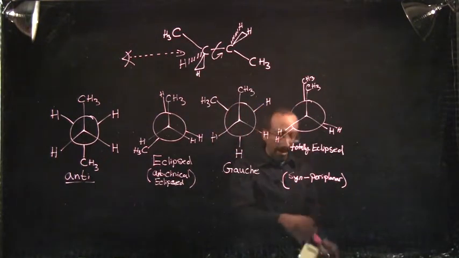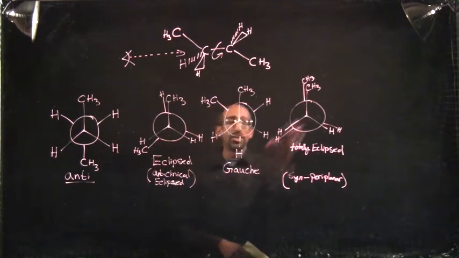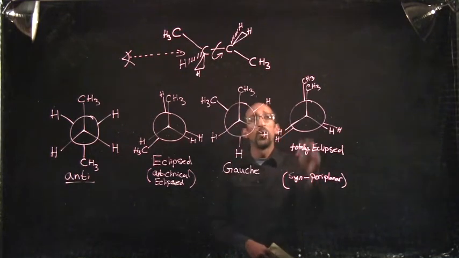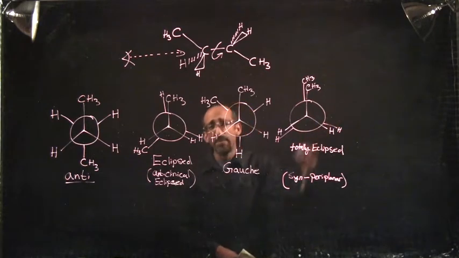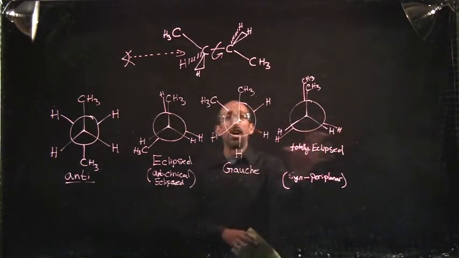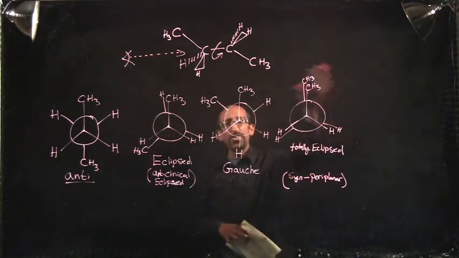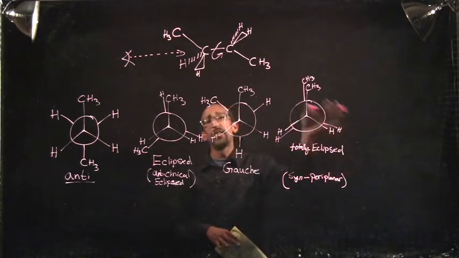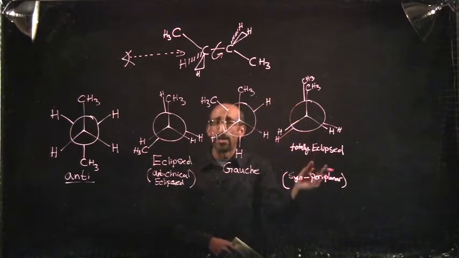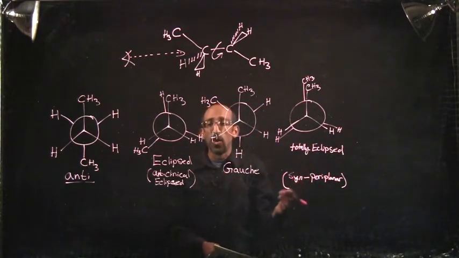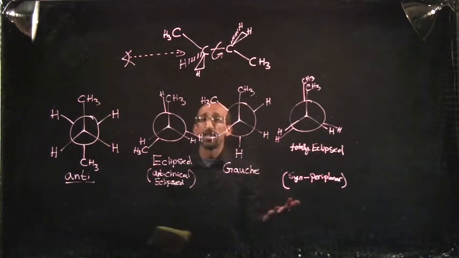Now, these terms, anti-eclipsed, gauche, and totally eclipsed, those apply when we have two bulky groups, one on the front carbon and one on the back carbon, that are different than the other 4 substituents we need to concern ourselves with. Now, if all 6 substituents, the 3 on the front carbon and the 3 on the back carbon, were all the same, say for example that they're all hydrogen atoms or they're all methyl groups, we really only have 2 different conformations that we need to concern ourselves with.